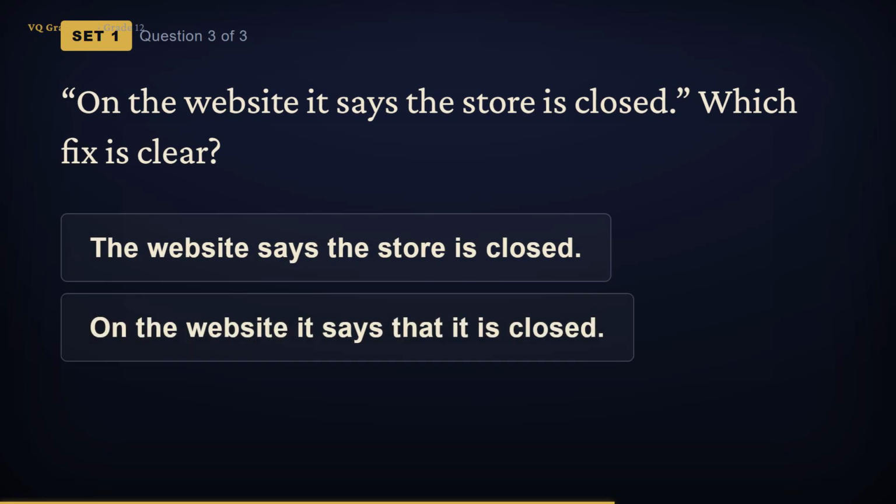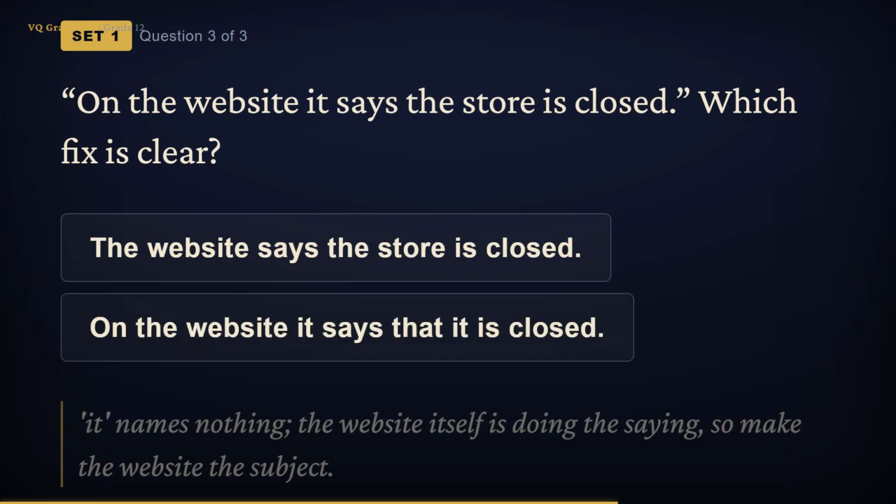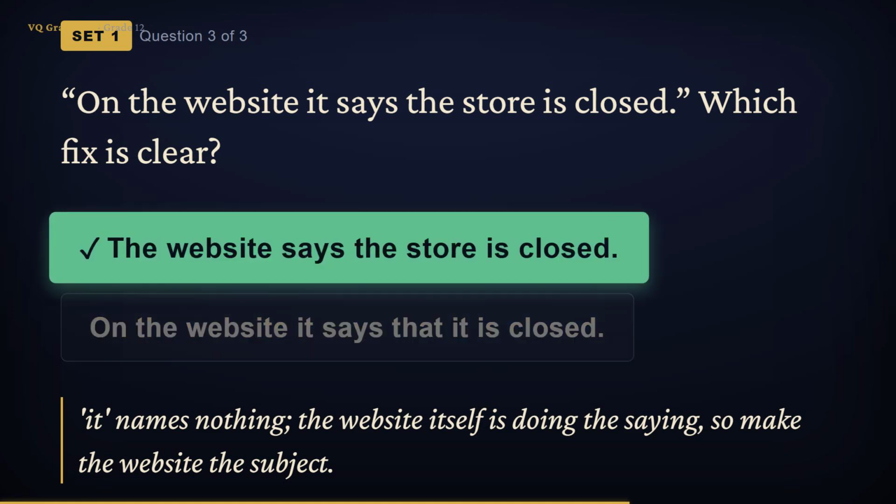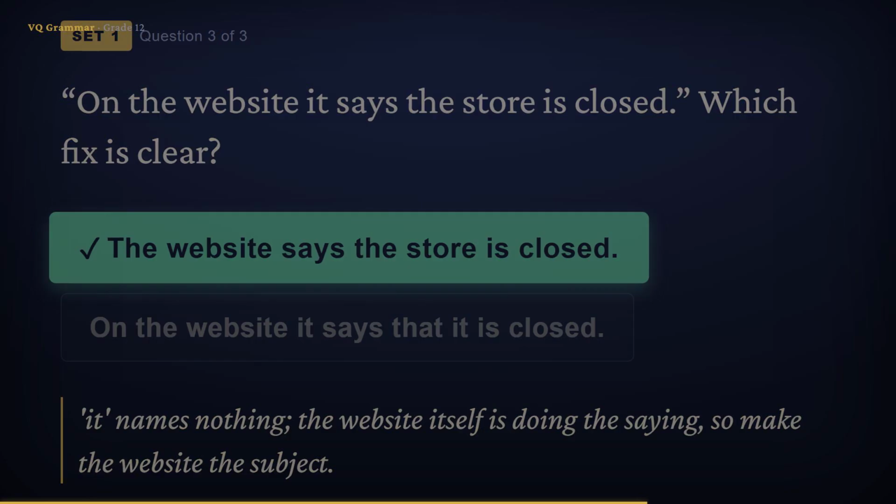On the website, it says the store is closed. But what is it? The website itself is what's giving the information, so we don't need that empty it at all. Just let the website speak. The website says the store is closed. Whenever a thing can do the action itself, drop the phantom pronoun and name it.